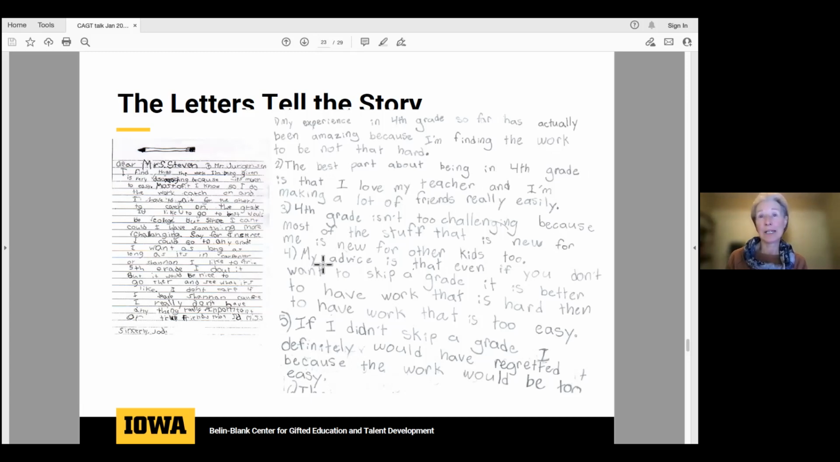In fact, she says 4th grade isn't too challenging because most of the stuff that is new for me is new for other kids too. So good approach. My advice, I love this from a 4th grader, is that even if you don't want to skip a grade, it is better to have work that is hard than to have work that is too easy. And that just makes me smile, because I think of researchers sitting in colleges of education across the country and around the world. This is something that we've worked really hard to demonstrate, that you cannot develop academically if your work is too easy. And here she just says it beautifully. And then she says, if I didn't skip a grade, I definitely would have regretted it because the work would be too easy.